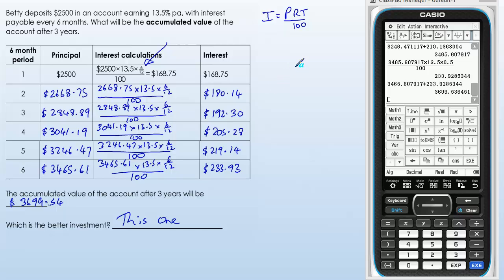Now that was a long enough calculation just to go for 3 years. So you can imagine doing the same calculation for 10 years, or if we compounded monthly or even daily, how long that would take us to calculate. So is there a better way of doing it than just repeating a simple interest calculation and then increasing the principal each time? Well, yes there is. There's a compound interest formula, and we'll be looking at that in later examples.